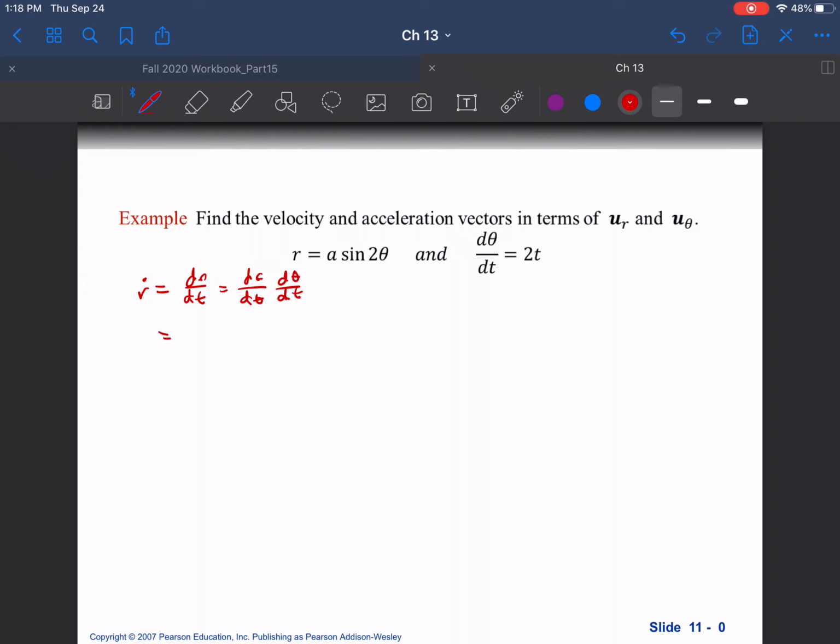And so dr d theta is 2a cosine 2 theta, and d theta dt we were told is just 2t. And then we've got that right there. And so from there you continue on and just finish up the problem now that you have R dot, and do an R double dot, and so on and so forth.